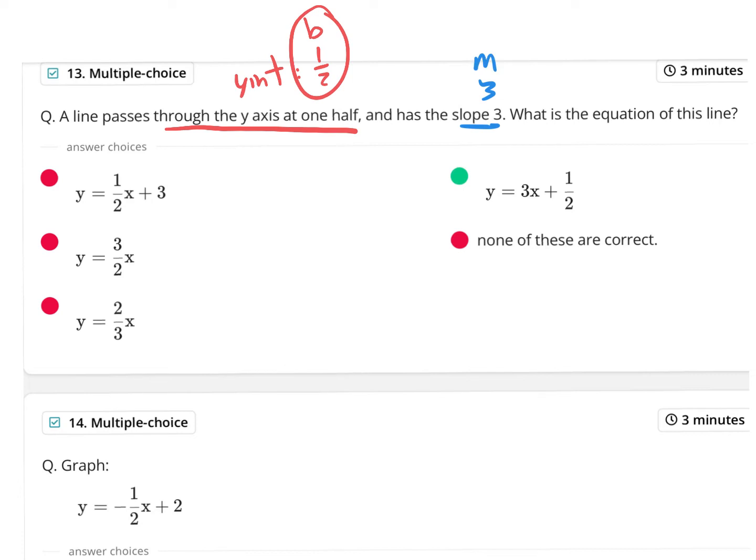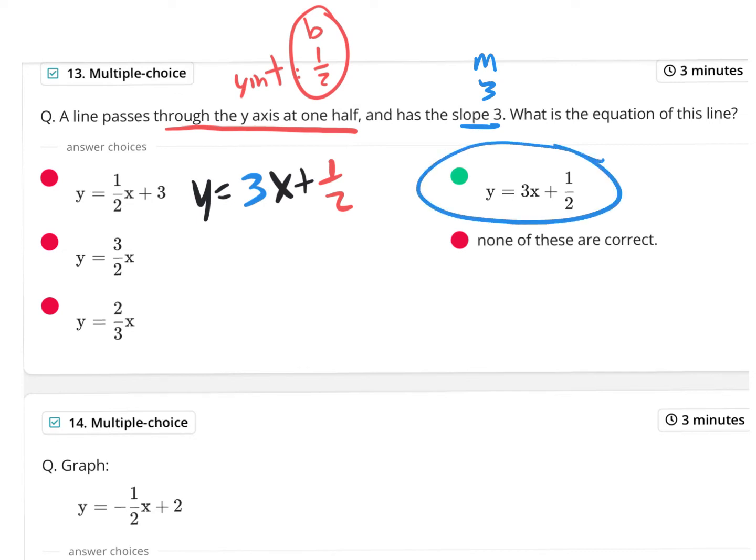So let's just write in y equals mx plus b. Y equals 3x plus b is plus 1/2. And that's it. That's your function, or your slope-intercept form equation. Y equals 3x plus 1/2, which is this one right here. That's why it has a green dot. The other ones are red because they're incorrect. Let's look at the next one.